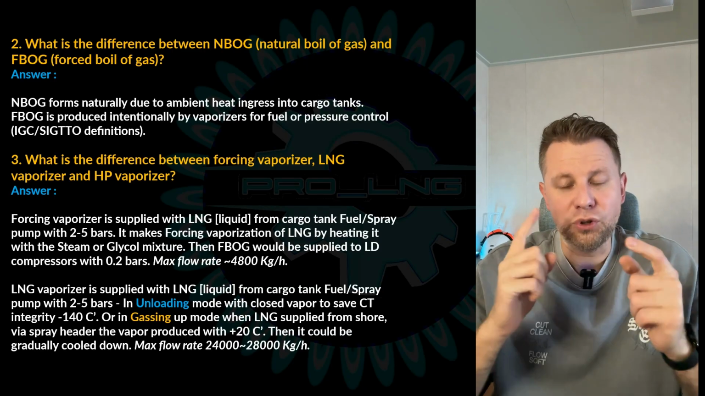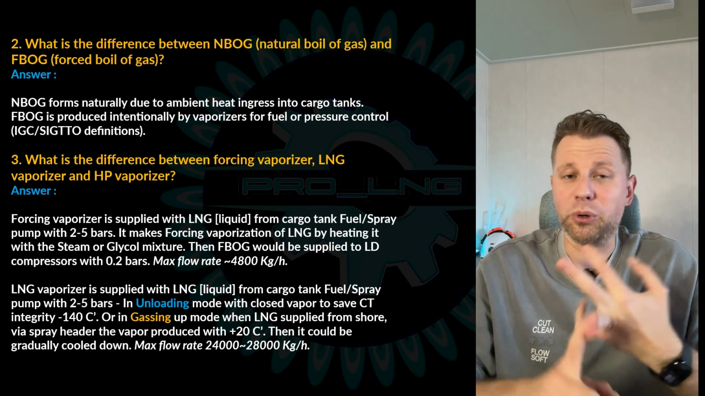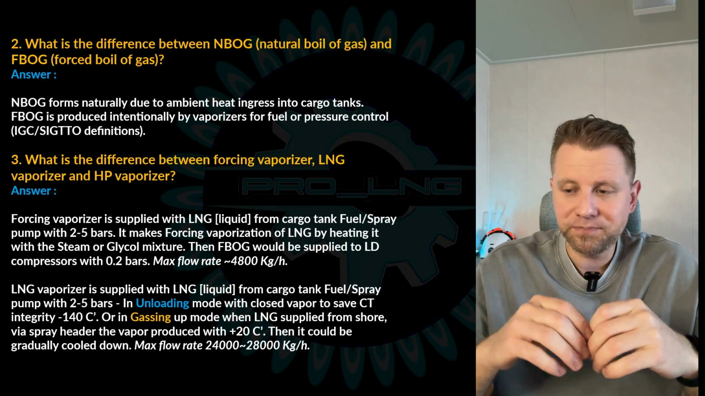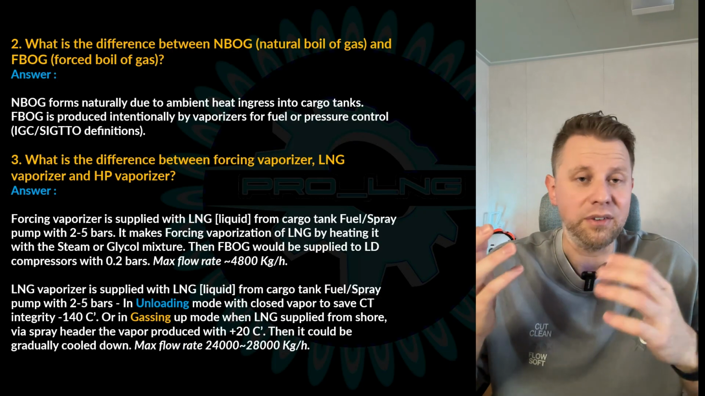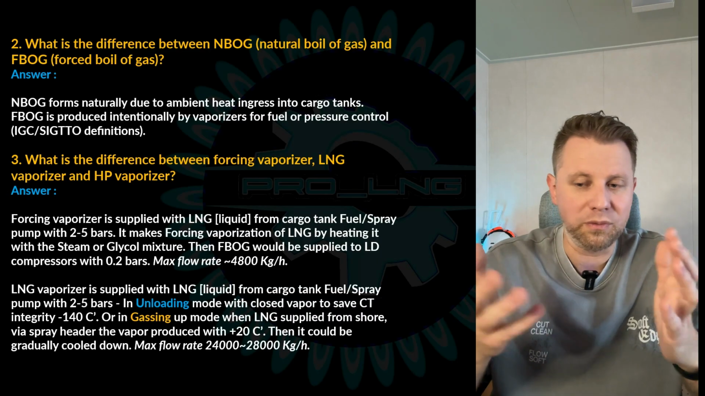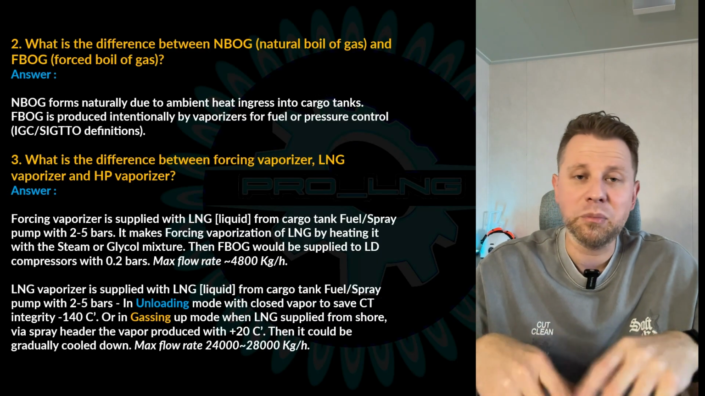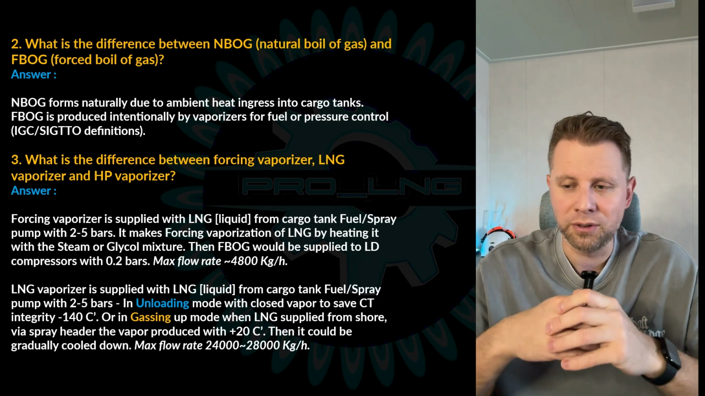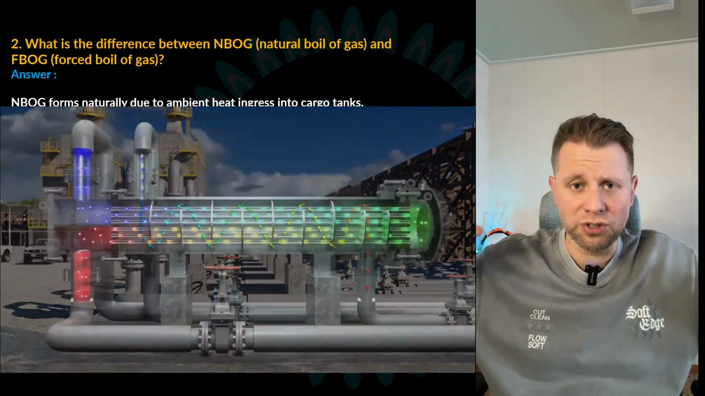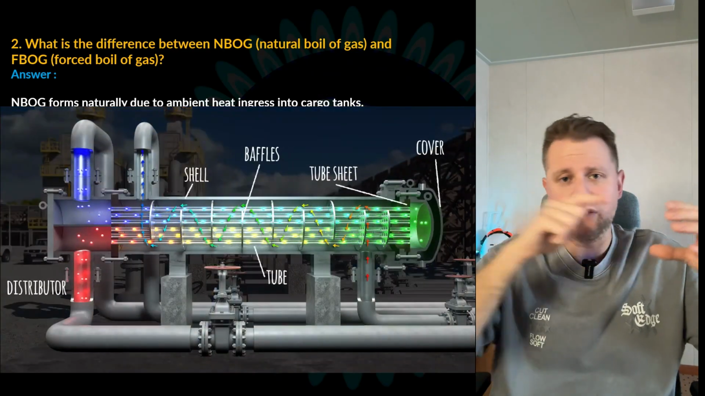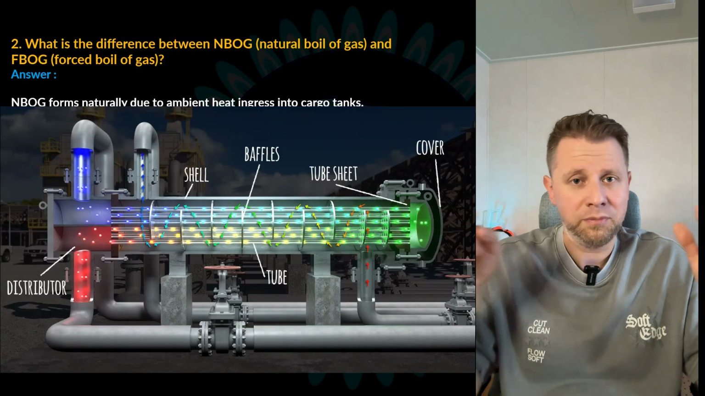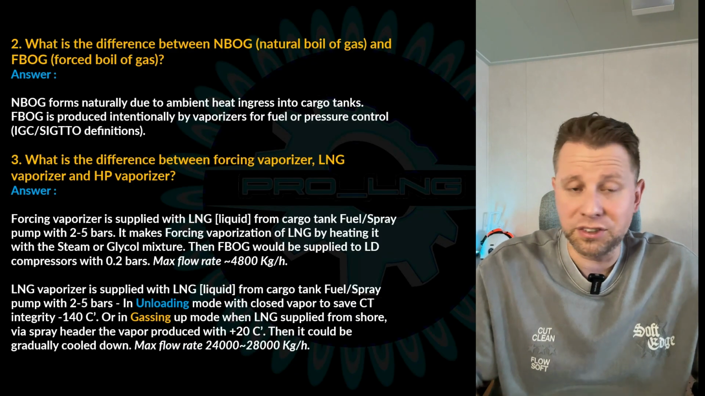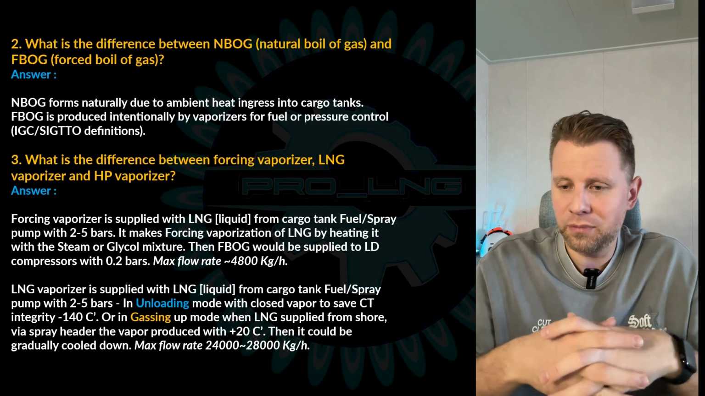What is the difference between the forcing vaporizer, the LNG vaporizer, and the high pressure vaporizer? Let's see. The forcing vaporizer is supplied with LNG liquid from the cargo tank by the fuel or spray pump at around 2.2 to 5 bars. It makes forced vaporization of LNG by heating it with steam or glycol mixture, as I said already. Basically, it's like a heat exchanger: LNG passes one side, and on the other you have tubes with glycol or steam. It's nothing special there, designed to carry such temperatures, of course.